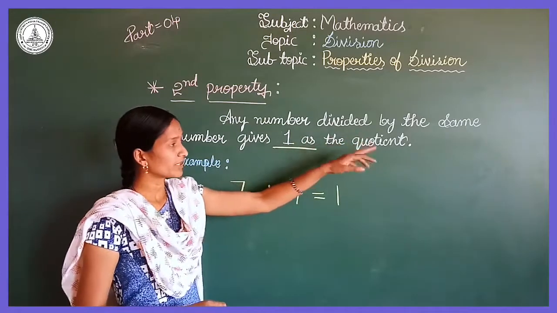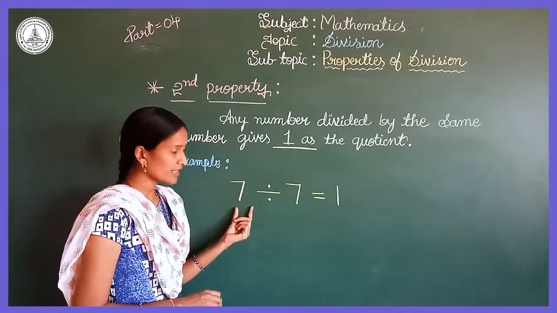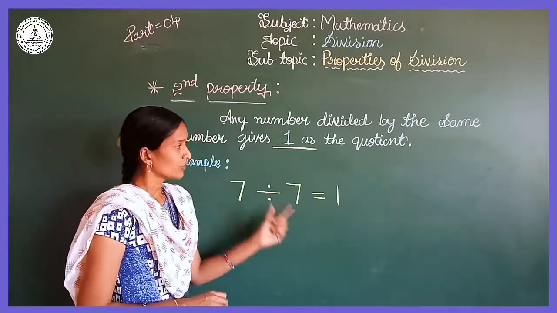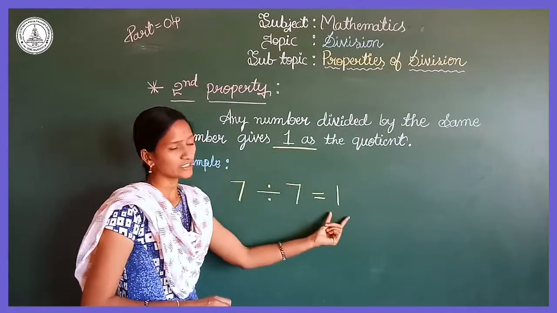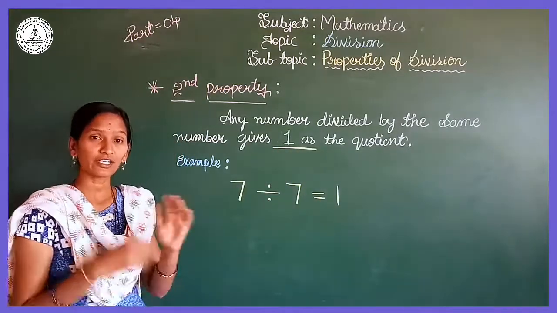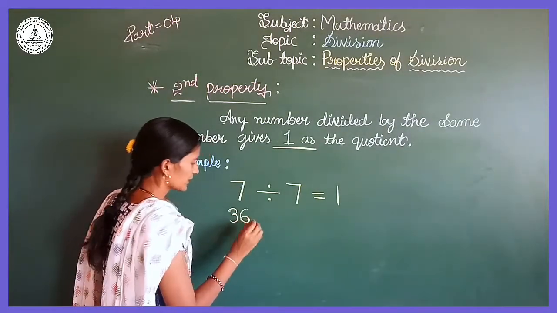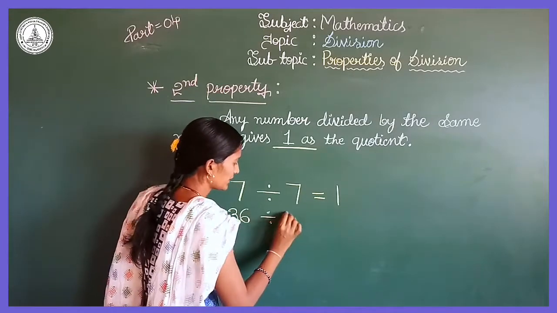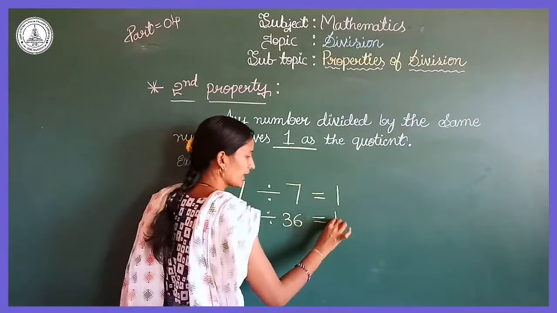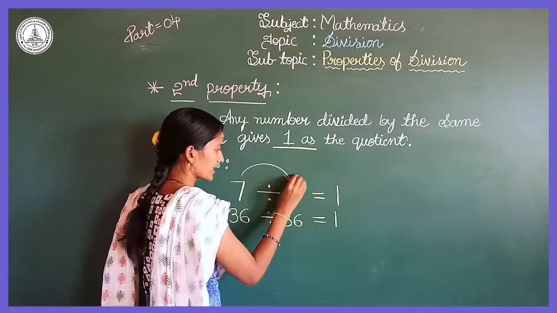Any number divided by the same number. So here the 7 is divided by the 7. It is divided by itself. What is the quotient? Number 1 is the quotient here. So my dear ones, not only 7, you can take any number. See, I am taking here 36. 36 divided by 36. What does it give? It gives 1 as the quotient. Right? Here, these two are the same number, right?